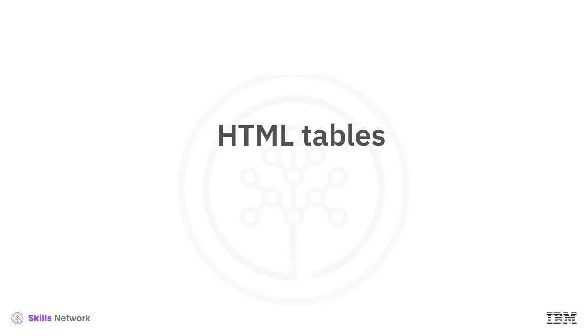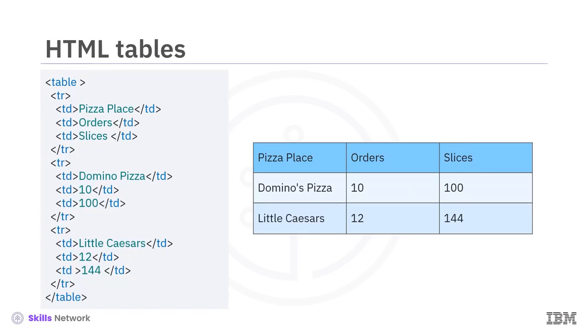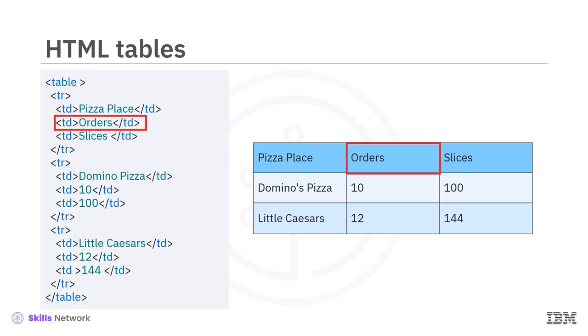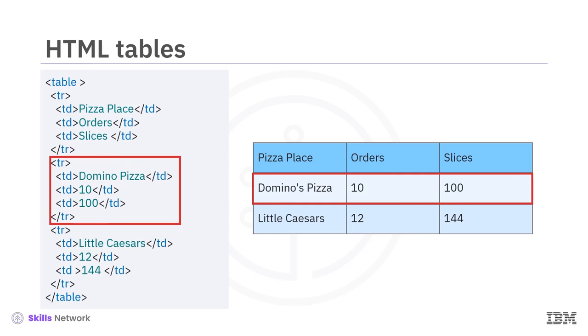Next, let us review HTML tables. To define an HTML table, we have the table tag. Each table row is defined with a TR tag, and you can also use a table header tag for the first row. The table row cell contains a set of TD tags. Each defines a table cell. For the first row, first cell, we have. For the first row, second cell, we have. And so on. For the second row, we have.